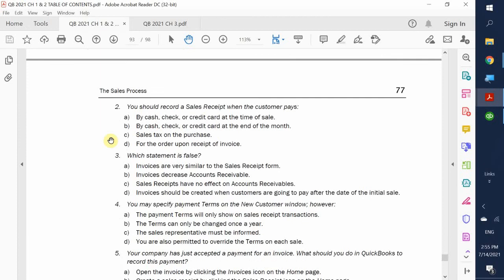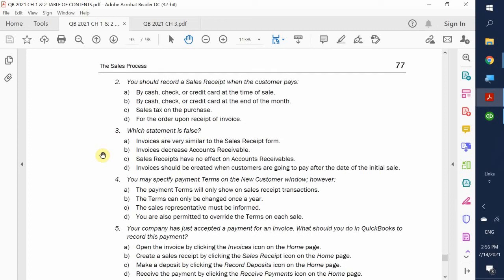Number 2, you should record a sales receipt when the customer pays by cash, check, or credit card at time of sale. So that's the key word here, they pay at the time of sale. Number 3, which statement is false? B. B.